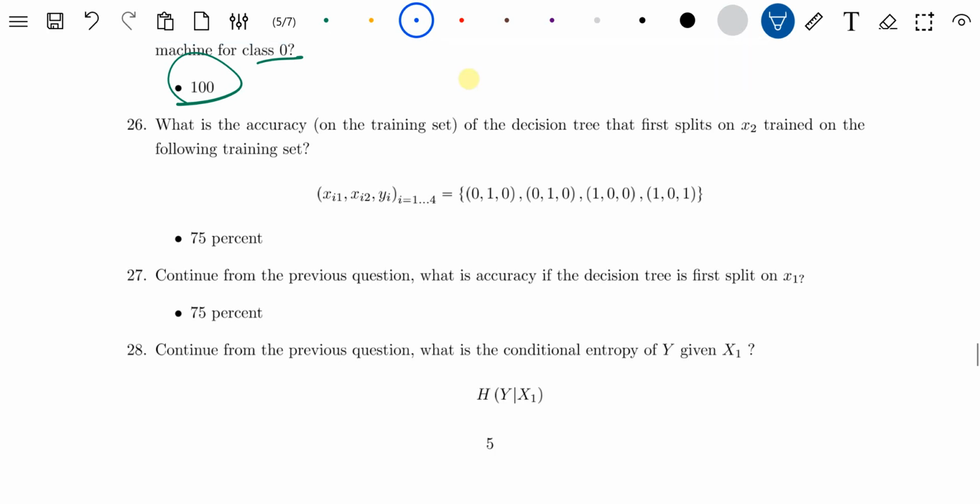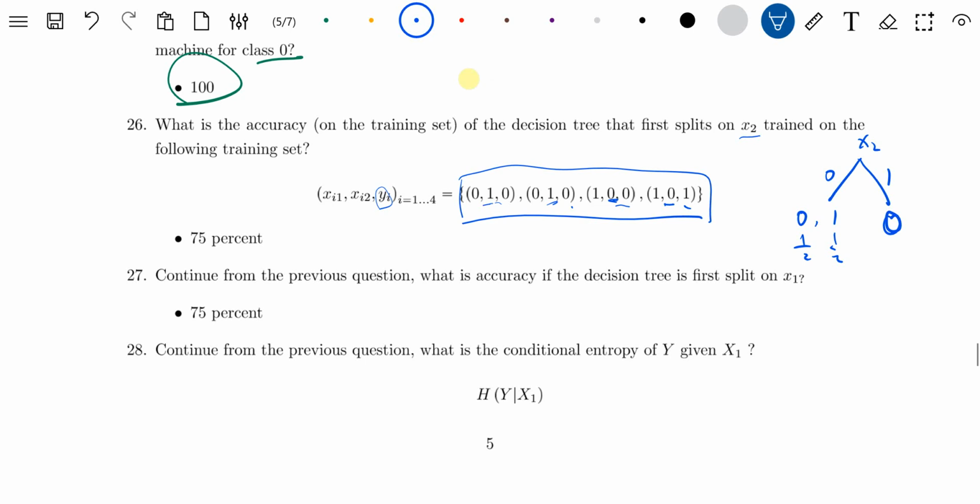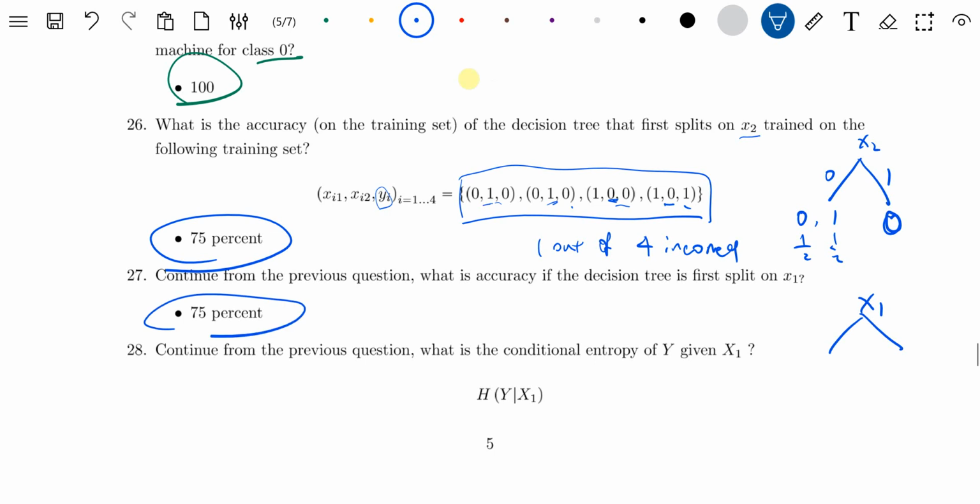Next, what's the training accuracy on the split based on x2? So x2, if it's 0, then the label is either 0 or 1, so it's not clear. So it may be 0, maybe 1, let's say half-half. And if it's 1, then all of the labels are 0, so I will label 0 here. So what it means is you have 4 data points. No matter whether you choose 0 or 1 as the label, you are always going to classify 1 out of 4 incorrectly. And that accuracy is 75%. If you split according to x1, it actually turns out symmetric. So it's the same thing. You get the same number.